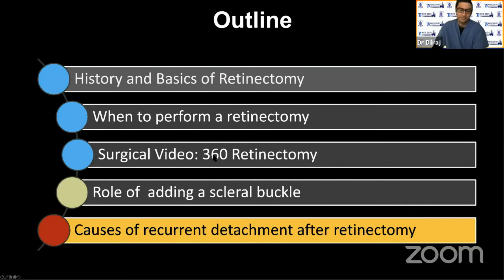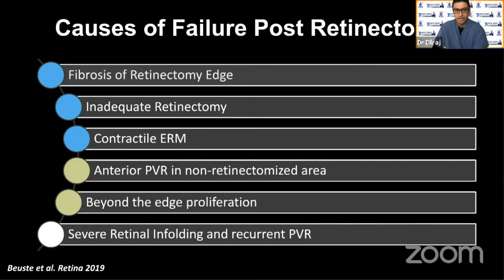Now, despite your best efforts, retinectomy doesn't always work. And it is important to recognize what are some of the causes of a recurrent detachment after a retinectomy. And the main reasons are there can be fibrosis at the edge of the retinectomy. You may have performed an inadequate retinectomy. And this is something that we discussed earlier, where it's important to always make your retinectomy larger than what you initially planned. And that's why we often refer to the SMILE configuration for a 180-degree inferior retinectomy. And that does involve extending into the healthy retina for about 20 to 30 degrees. You may form a contractile epiretinal membrane over the retina.